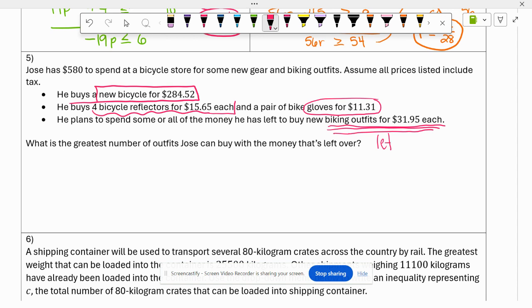So let's let x equal the number of outfits. And I want someone to tell me what they would think. Like, if you were doing a problem like this, how would you do this in your brain? What would you think about first?